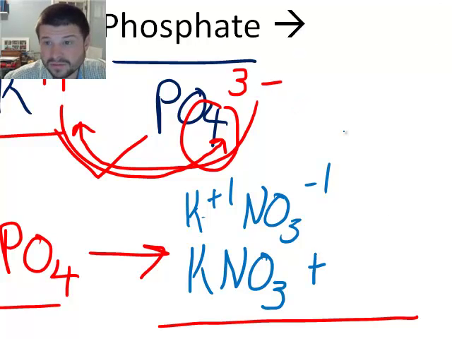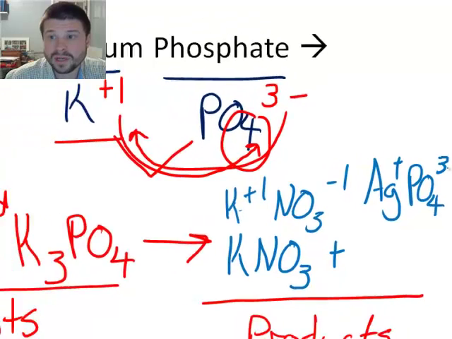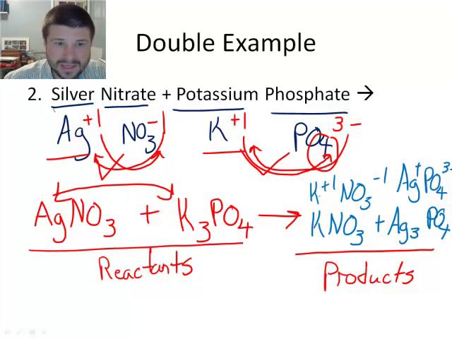The other thing I'll have is silver phosphate. So Ag is 1+, phosphate is PO4, 3-. So I'll have Ag3PO4. All right, so those are 2 examples of single and double displacement.